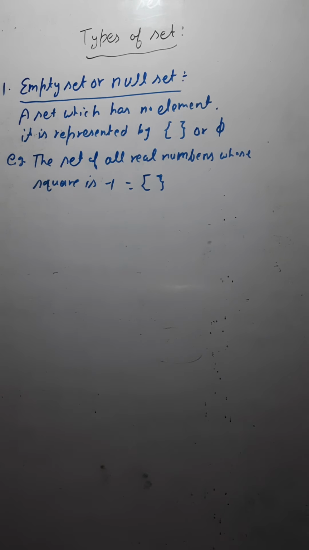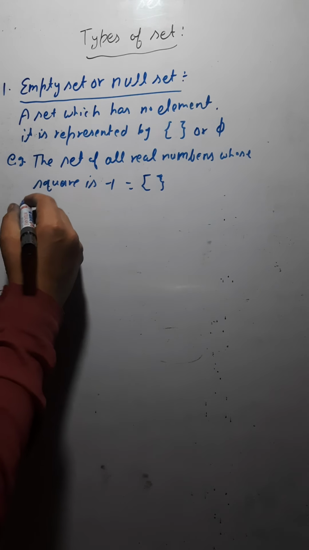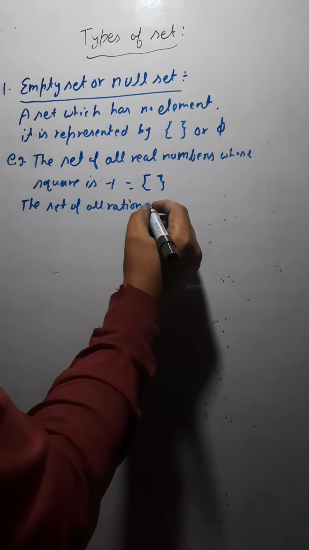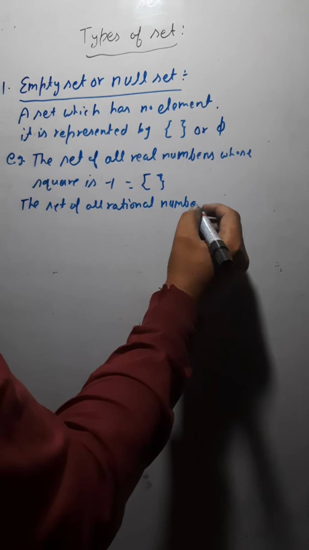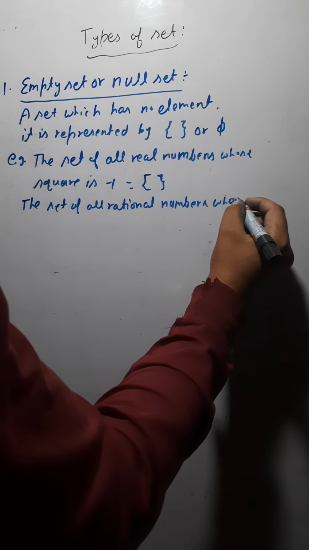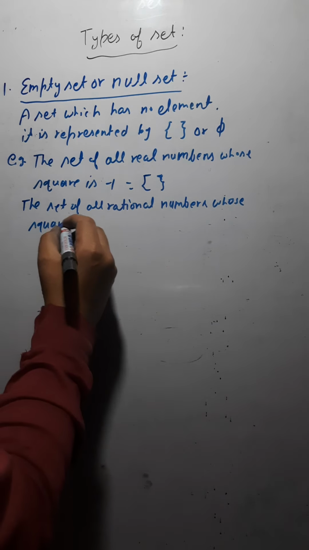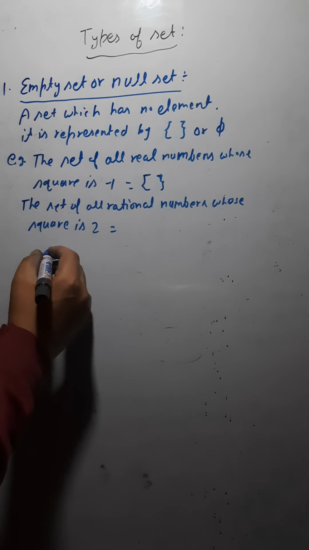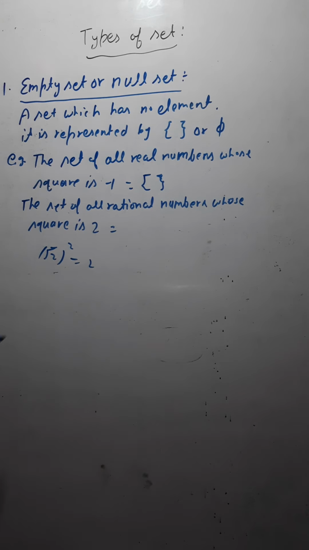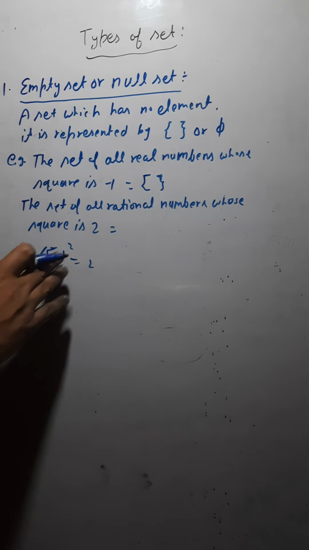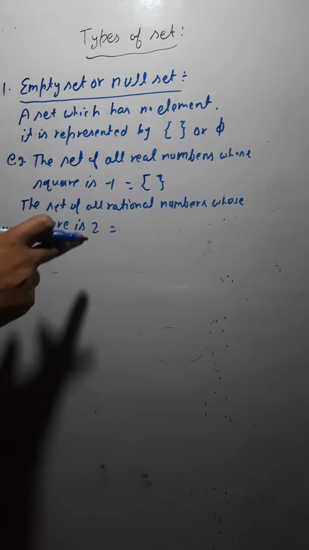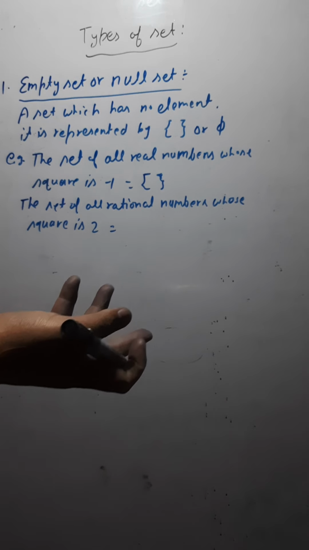Similarly, the second example, the set of all rational numbers whose square is 2. Can it be possible? You have under root 2 here, whose square is 2, but under root 2 is an irrational number. You have to take a rational number and its square should be 2. Is there any such rational number whose square is 2? No, there is no such rational number.